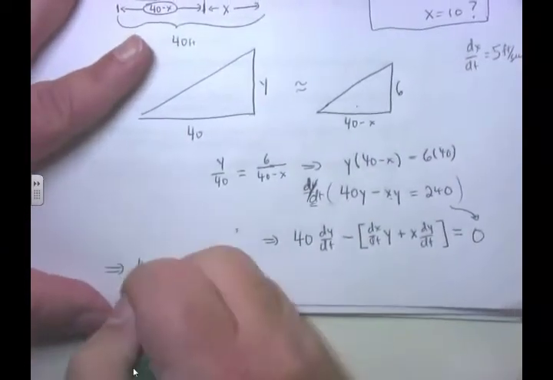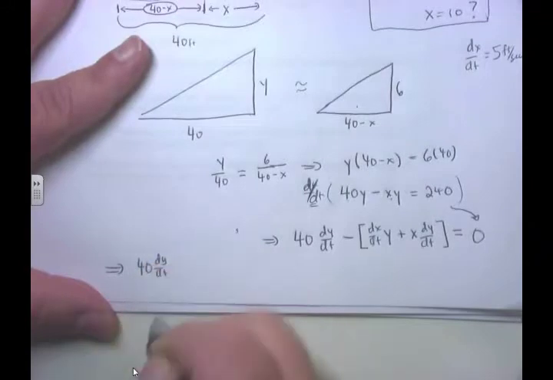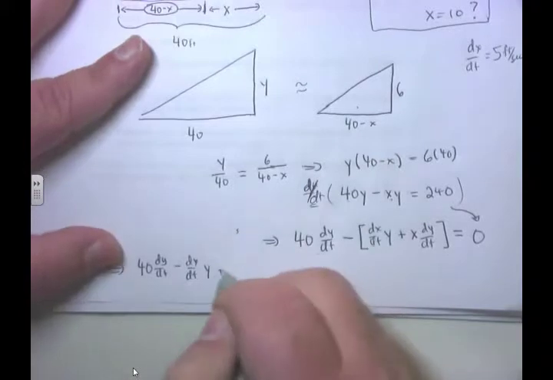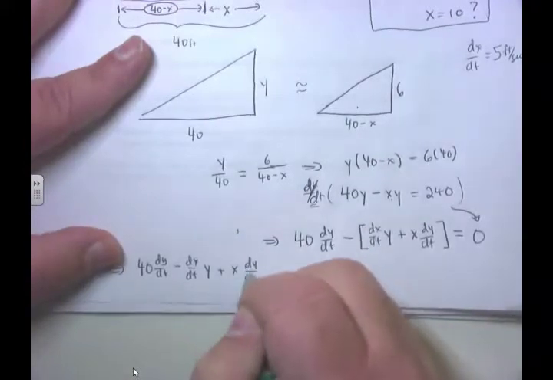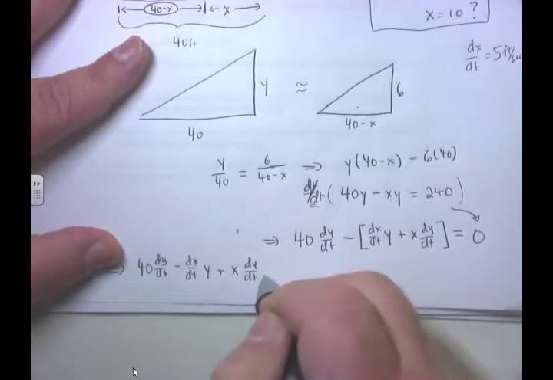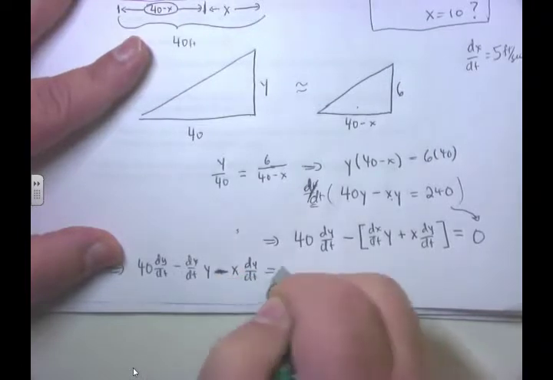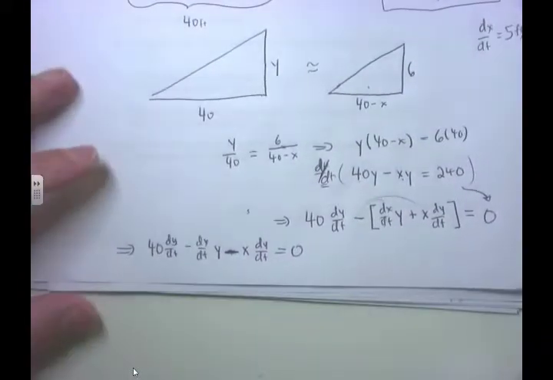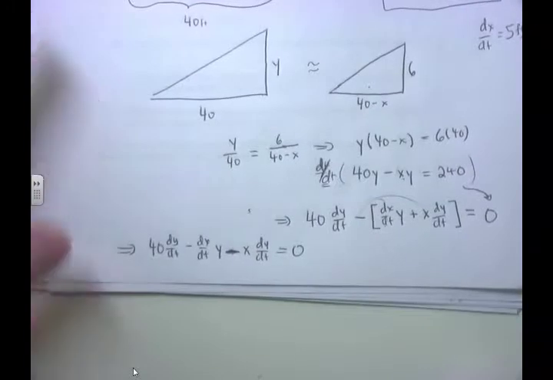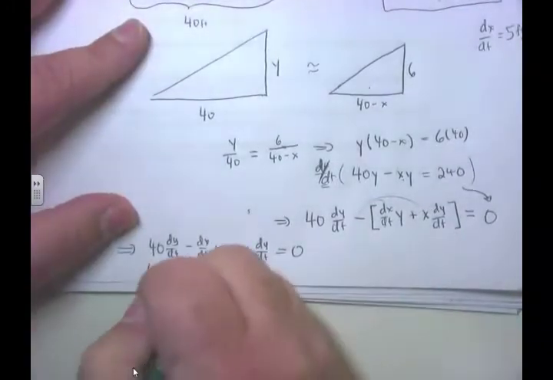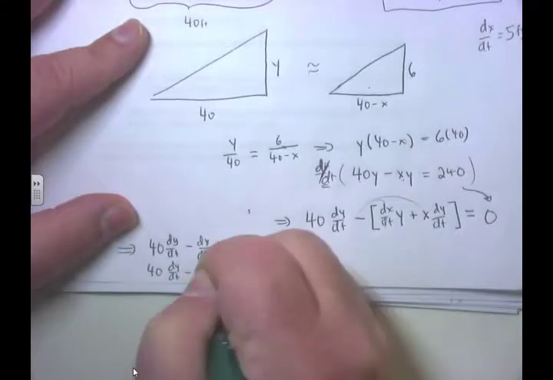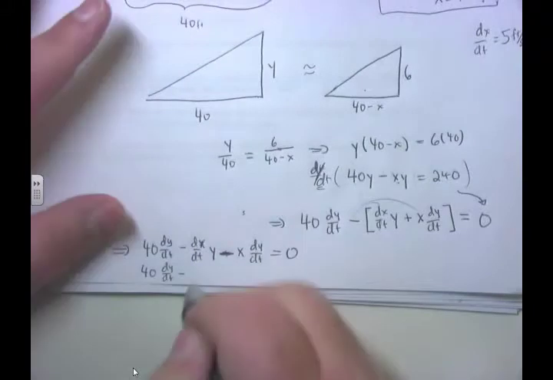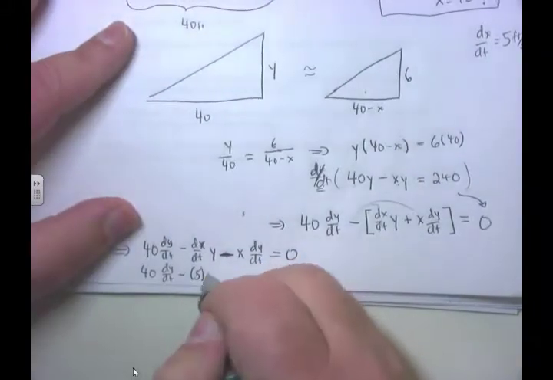So this would give me 40 dy/dt minus dx/dt times y plus x times dy/dt, minus, thank you, equals 0. I distributed the negative. Just pay attention to what I'm doing. All right, so here we go. Plug in what you know. So this would be 40 dy/dt, which is what we're looking for, minus dx/dt. What's dx/dt equal to? 5, times y.